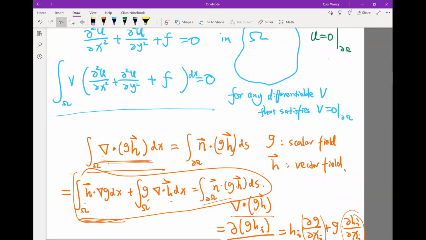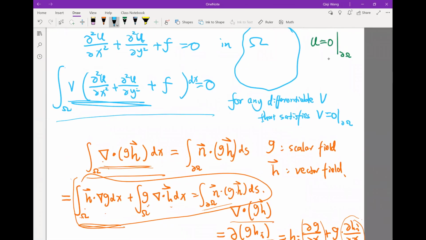Now let's look at this. The first term we have. What is it? V is a scalar function, right? V is like our g here. So let's actually put terms by terms. V is like our g here. How about this?